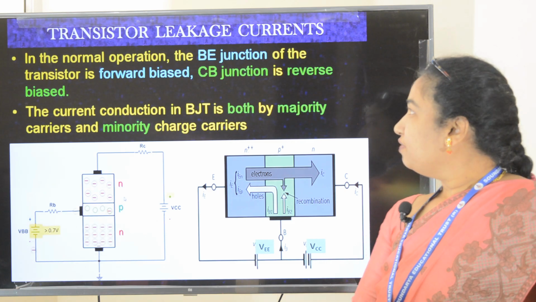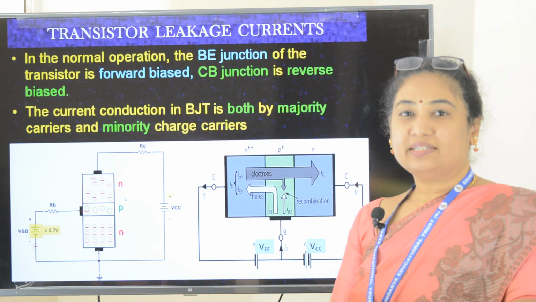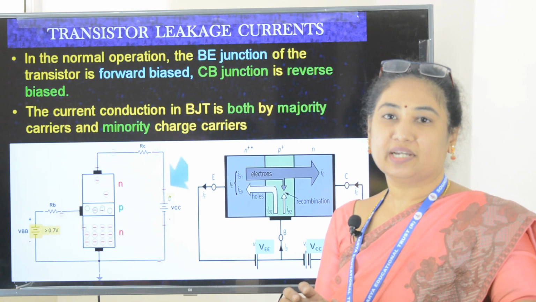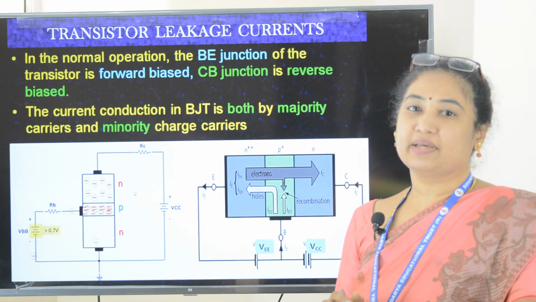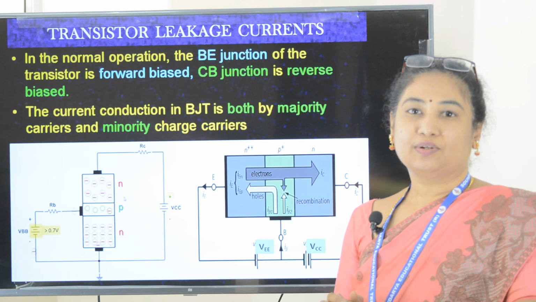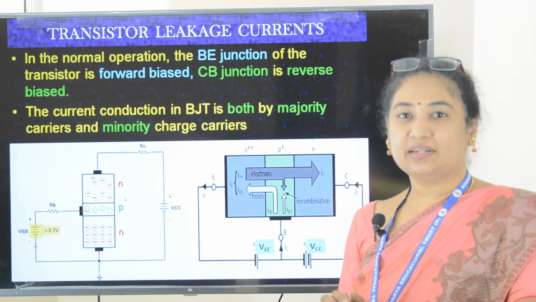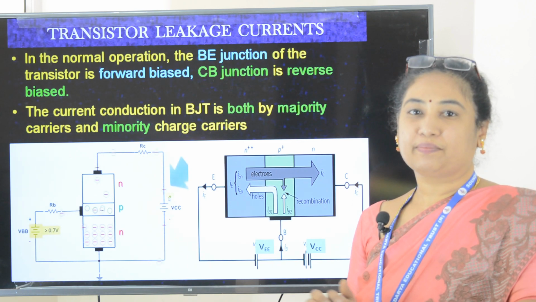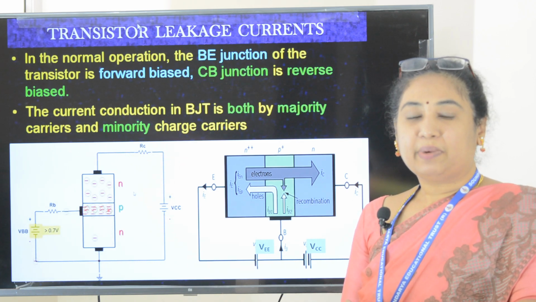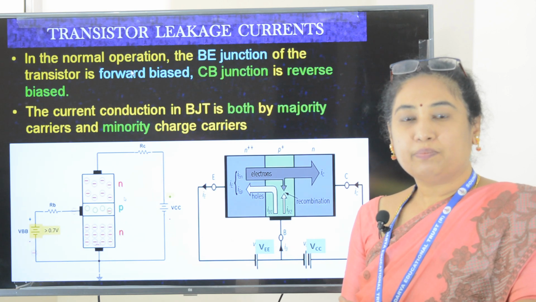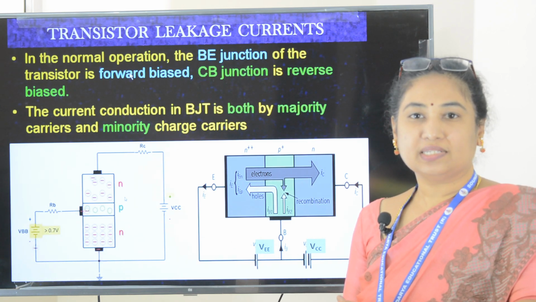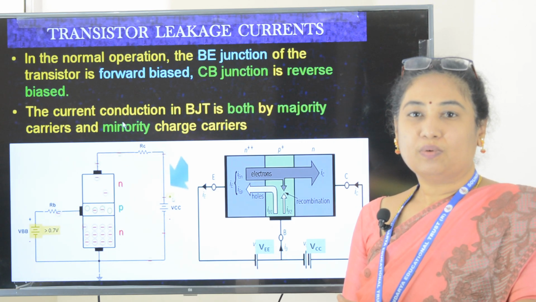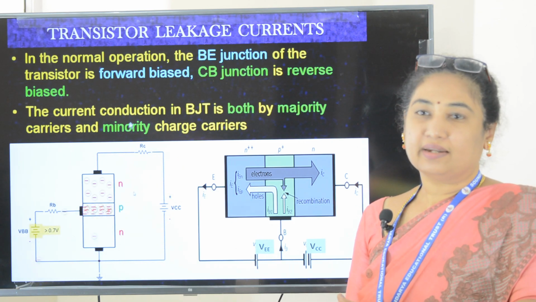Now, we know that the transistor can be forward biased. That means the base emitter junction will be forward biased and the collector base junction will be reverse biased to have a faithful amplification and for the transistor to work in the active region. When it is reverse biased, we come across a very important parameter and a concept called leakage current. Now we shall know what is meant by leakage current.